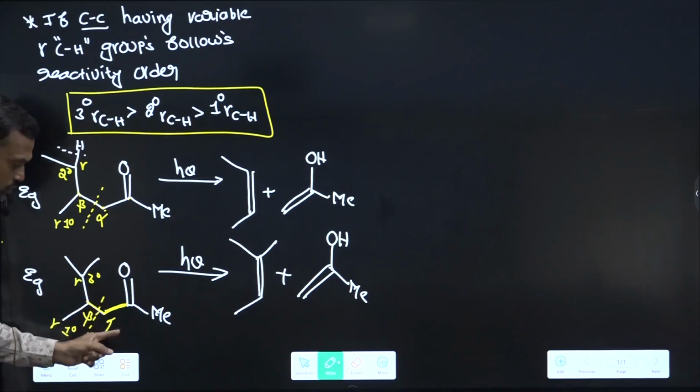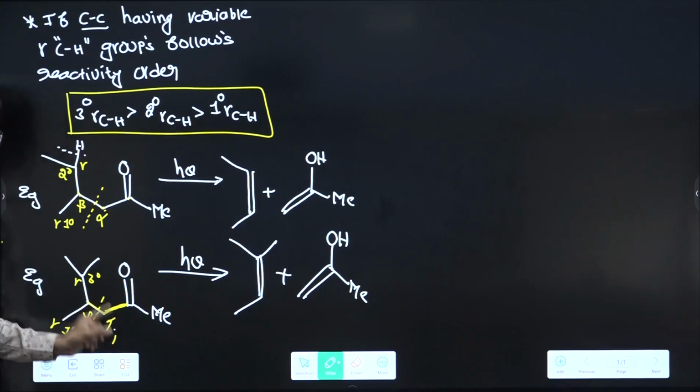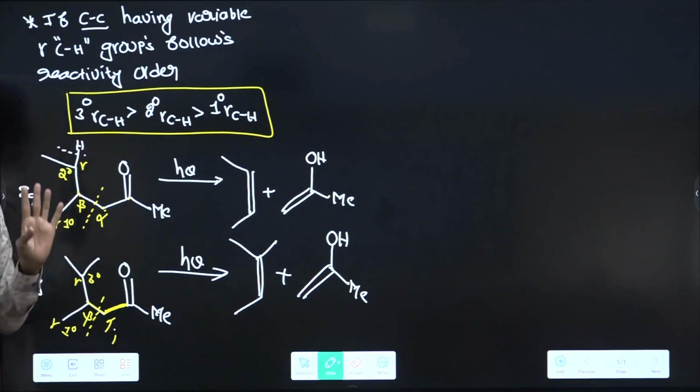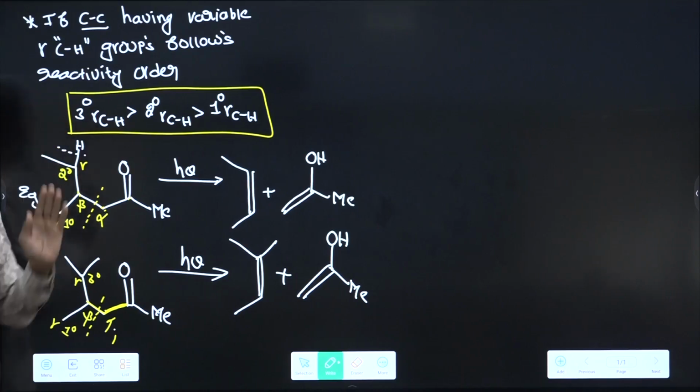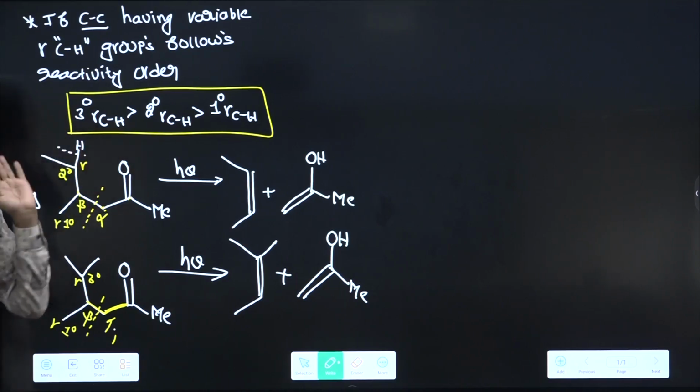If I break this bond, what is this? Norrish type 1 is the first bond breaking for a carbonyl compound. You can remember it very easily. The second bond breaking is Norrish type 2.